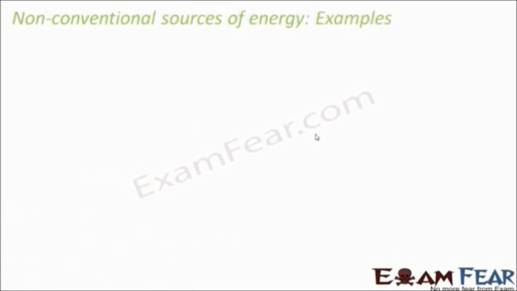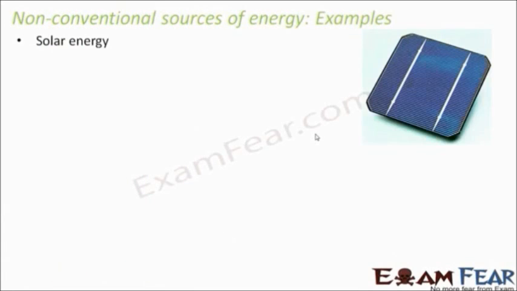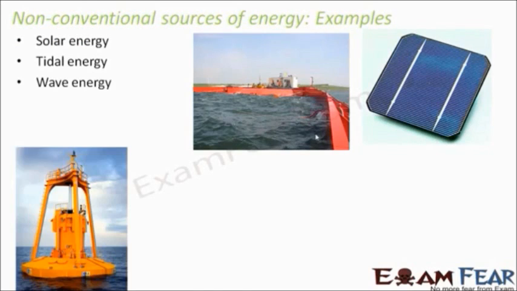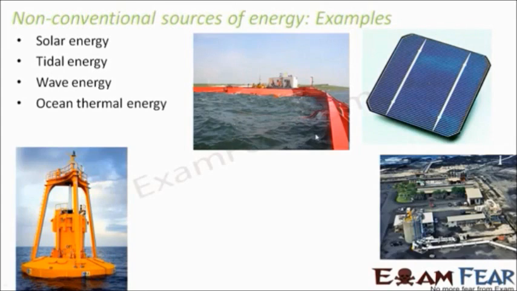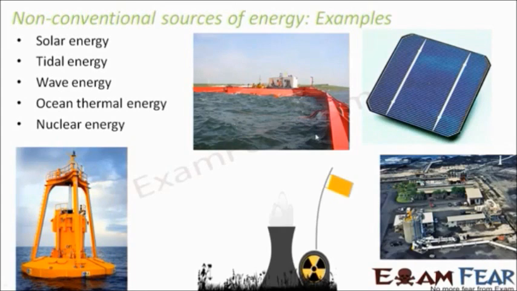As I mentioned earlier, when I take examples of non-conventional sources, we can talk about solar energy, tidal energy, wave energy, ocean thermal energy and nuclear energy. So if you look at it, all these energies will take care of the fact that the pollution is decreased. I mean, it does not have side effects of pollution and all. At the same time, these kind of sources of energy also try to ensure that the amount of energy that is produced is considerably higher.